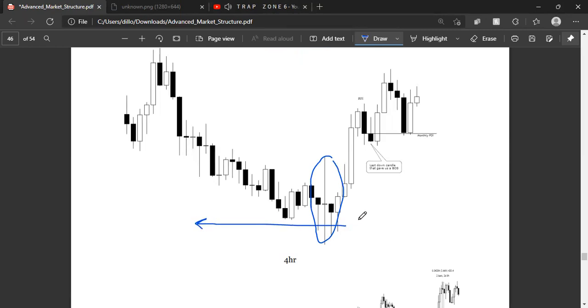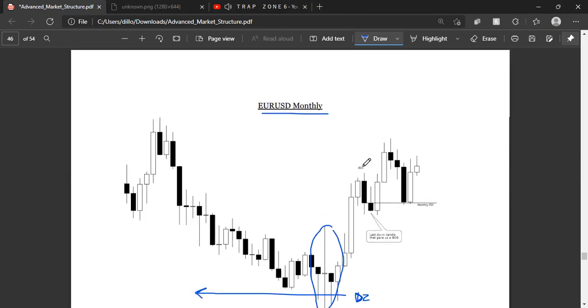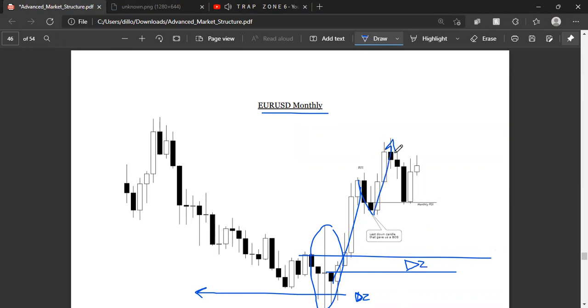rejecting from that demand zone, right? That monthly demand zone. But look what we see again, right? That huge impulse up, right? We don't get a retracement back down into these demand zones, right? We get another break of structure to the upside.